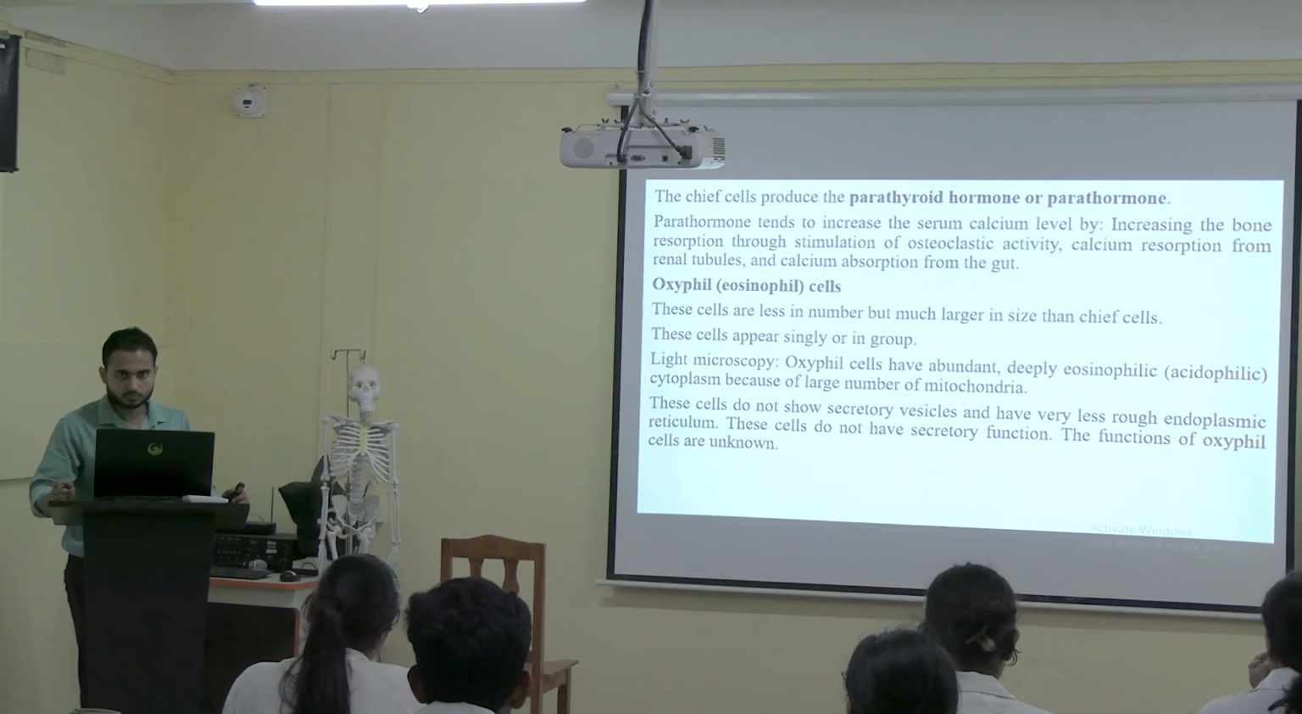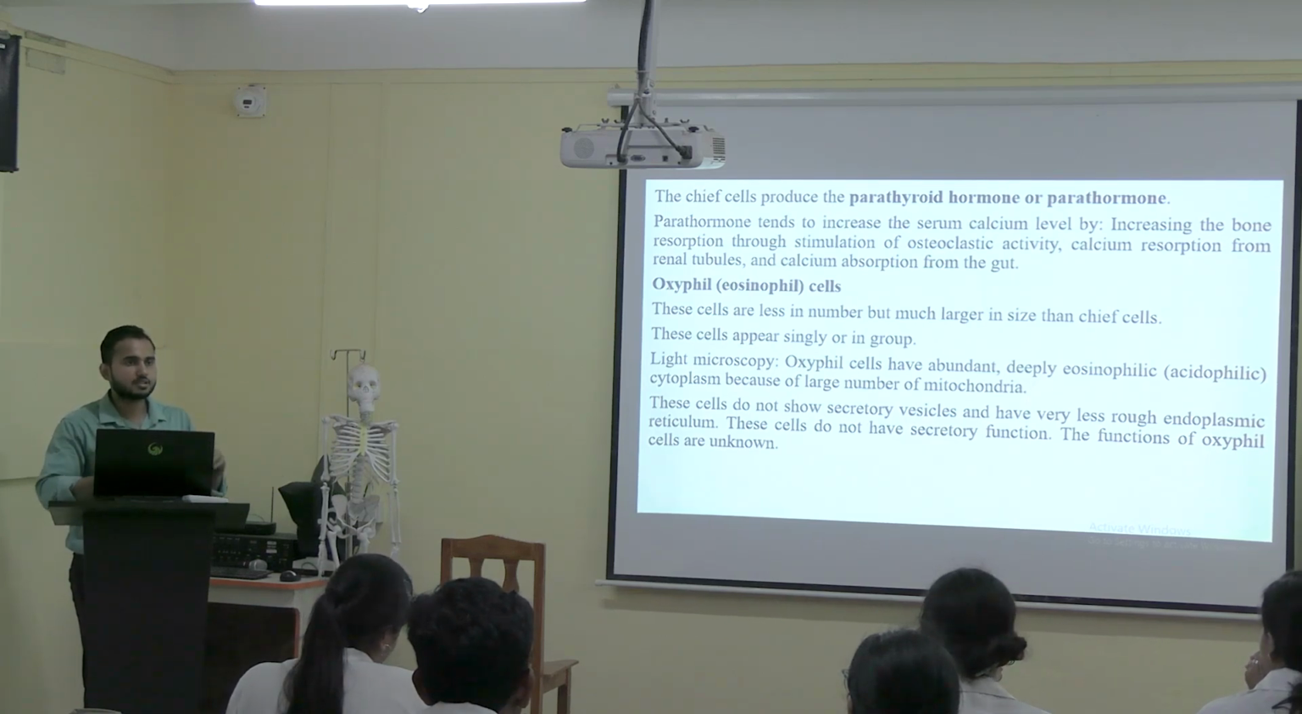So the parafollicular cells secrete calcitonin, which will decrease the calcium level, and this parathormone will increase the calcium level. Like this, the balance is maintained.